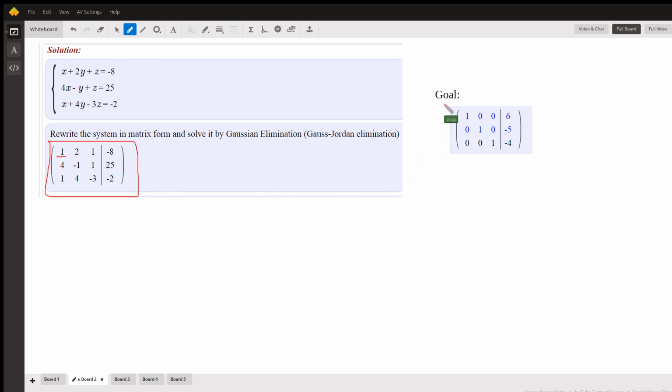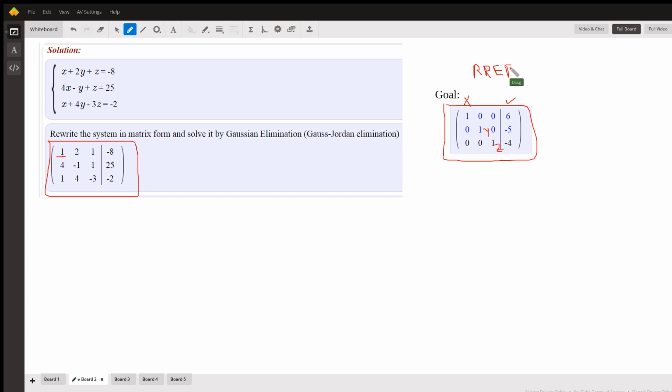Our goal is to perform elementary row operations on that augmented matrix and end up with something that looks like this, where we have ones along the diagonal and zeros everywhere else. And that will allow us to conclude that x is 6, y is negative 5, and z is negative 4. Those are the numbers that make this system true. This is called reduced row echelon form.